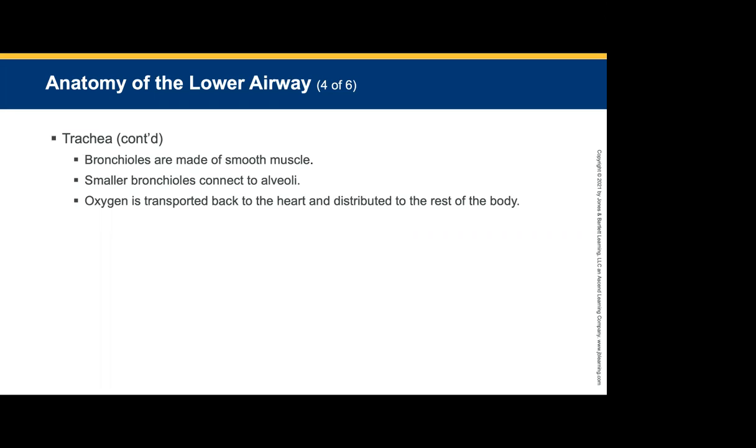Your alveoli are surrounded by blood vessels that are called your pulmonary capillaries. Oxygen diffuses across the alveolar membrane into the pulmonary capillaries. Oxygen in the pulmonary capillaries is transported back to the heart and distributed to the rest of the body.